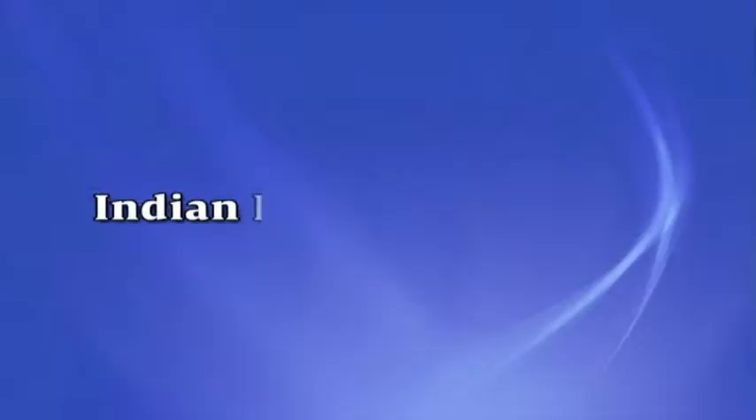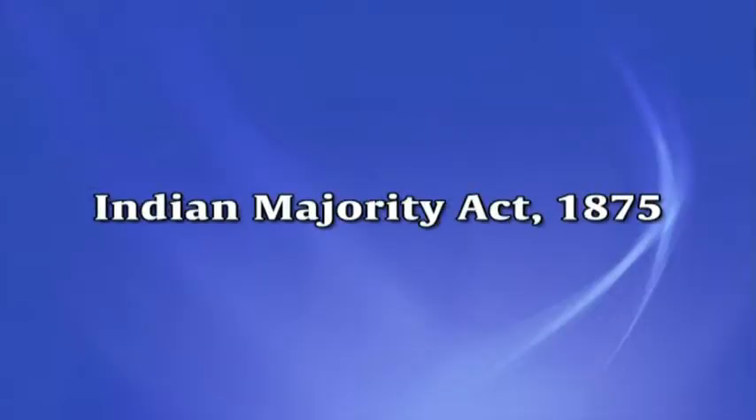The endower must have attained the age of majority in accordance with the Indian Majority Act 1875. A minor is incompetent to settle or create a religious or charitable endowment. Second qualification is sound mind. The creator must be of sound mind at the time when he endows the property.